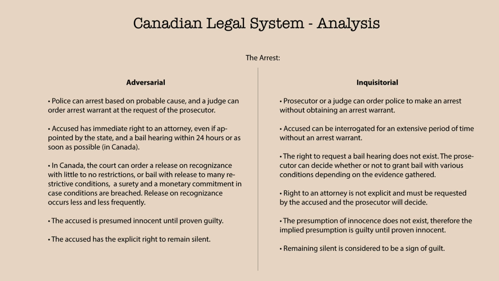In Canada, the court can order a release on recognizance with little to no restrictions, or a bail with release to many restrictive conditions, a surety, and a monetary commitment in case those conditions are breached. Release on recognizance occurs less and less frequently, particularly in Canada. The accused is presumed innocent until proven guilty, and the accused has the explicit right to remain silent.